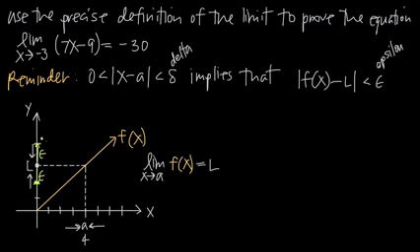If we set that parameter for epsilon as a limitation for ourselves, we can only move 1 unit away from L in either direction, then the question is, how far can we move away from A along the x-axis and still be within that range?